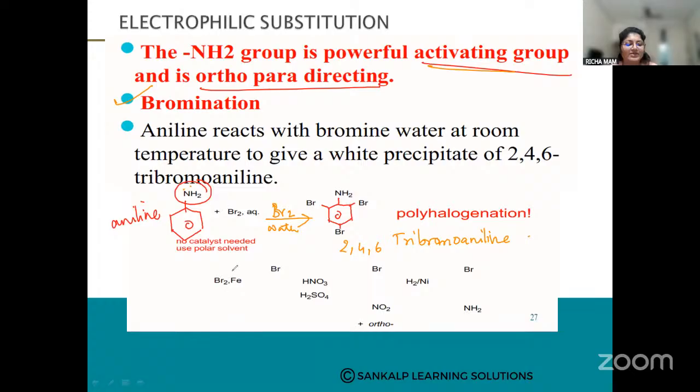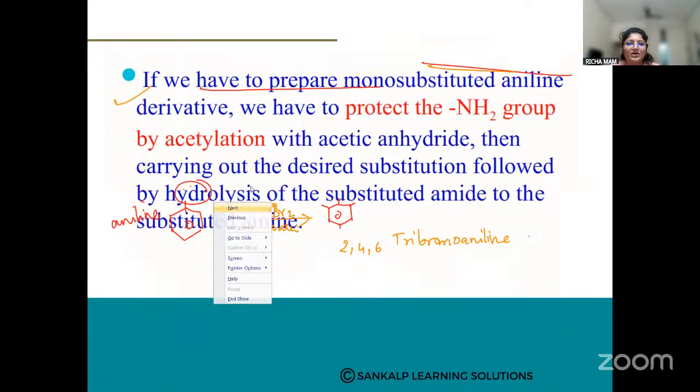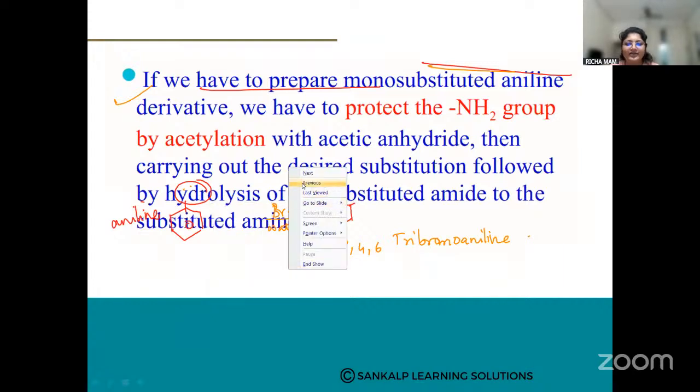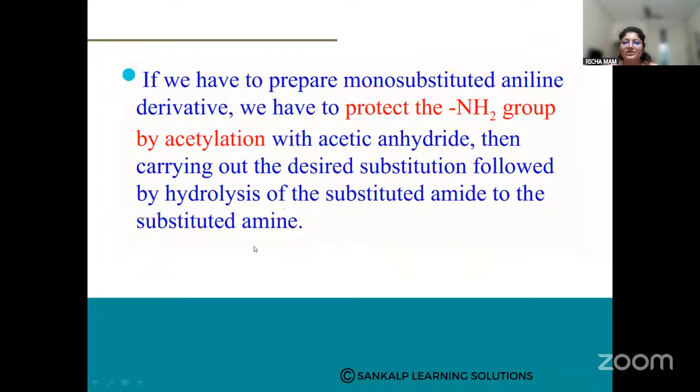Next, I'll write the reaction for what we have just discussed. When we want the monosubstituted product, how are we going to do that? Suppose this is your aniline. I'm going to do acetylation. So how am I going to do it? I'm going to take acetic anhydride and react it in the presence of a base.